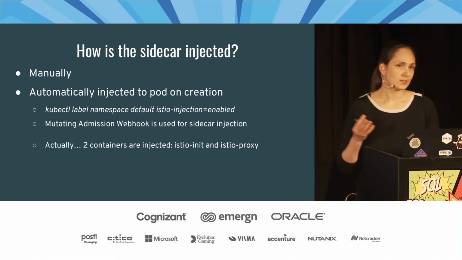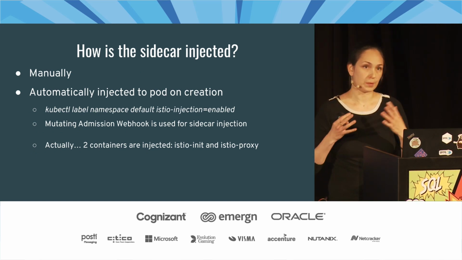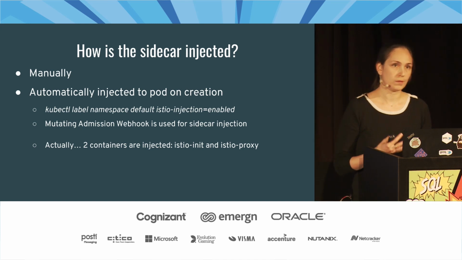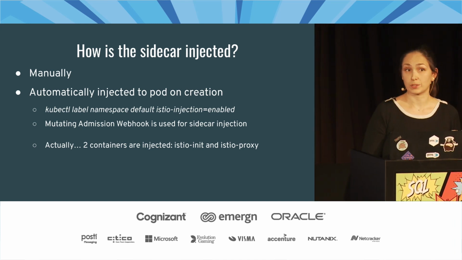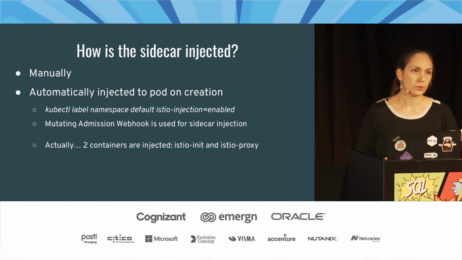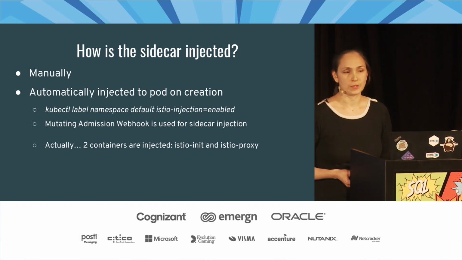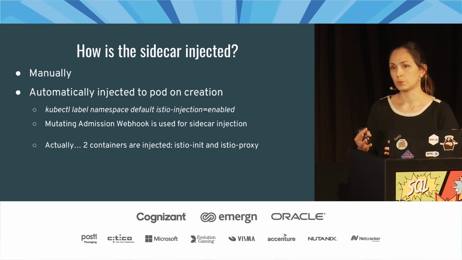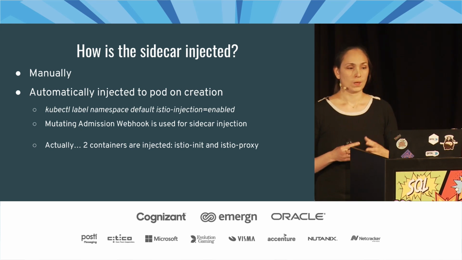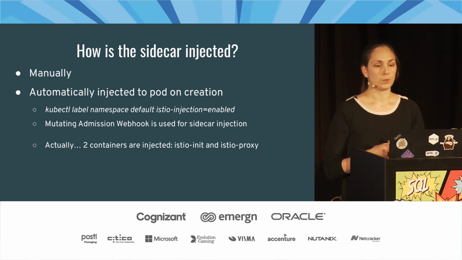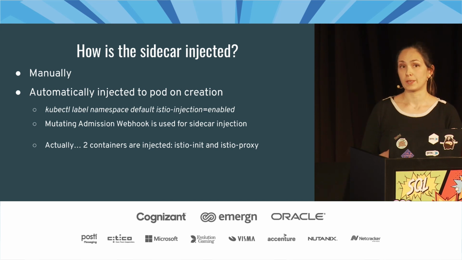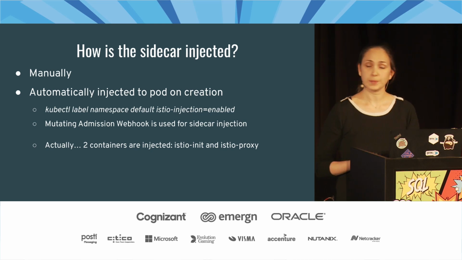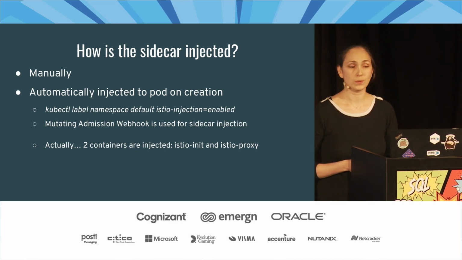So how does this magic happen? How did the sidecar just appear in our pod? We never specified anything in our deployment. One way, of course, to do it is manually, but that's not very efficient. So there is an automatic way to inject this into the pod on creation. And in order to do that, we need to label the namespaces in Kubernetes to enable injection of sidecars per namespace. I put here an example of how we can do it.